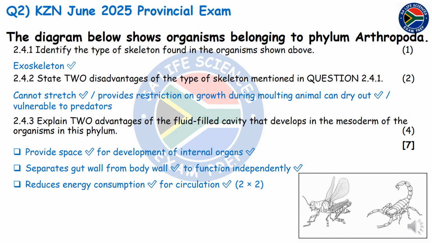Advantage number 2. The fluid-filled space separates the gut wall from the body wall. Why is this an advantage? Because it allows the gut and the body wall's organs to function independently. So we've stated our advantage and we've given a reason why it is an advantage. And finally, the fluid-filled cavity reduces energy consumption. Why is this an advantage? Because that energy can be used for circulation.